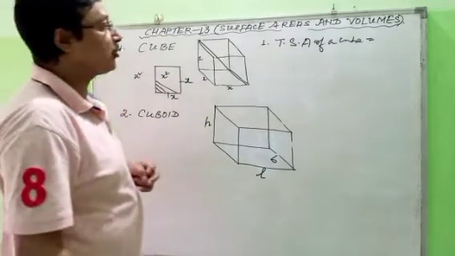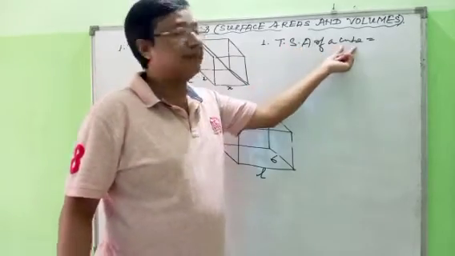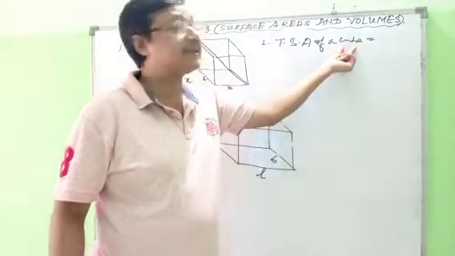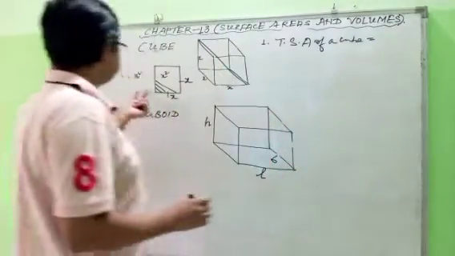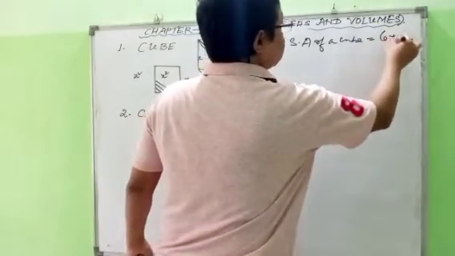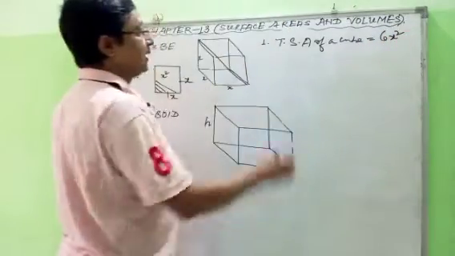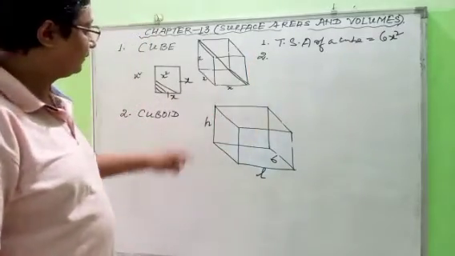Now here you are going to find the total surface area of the cube. That means you will find the area of the 6 faces. So that will be 6 times this. So there will be 6x square.